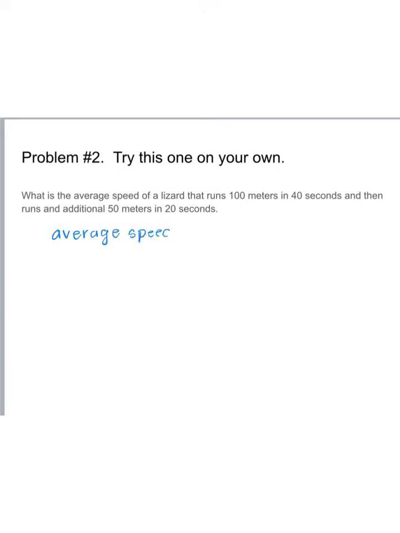this is the equation. In physics, we'll typically write the equation we're going to use first. And so we're going to take the total distance divided by the total time. Total distance divided by total time.